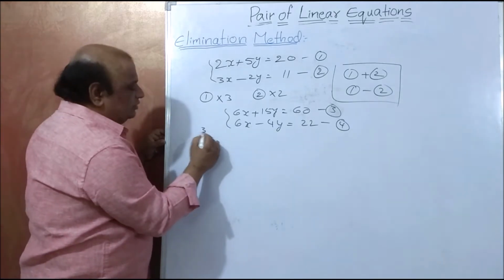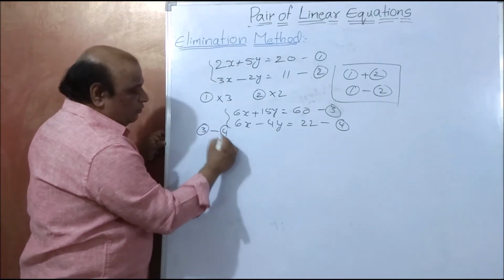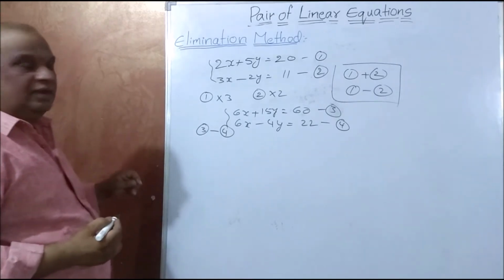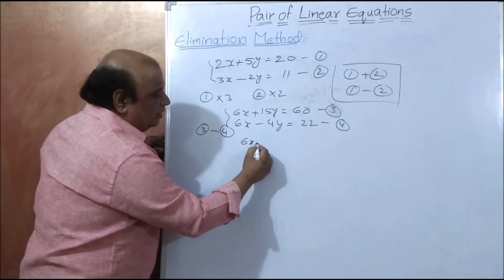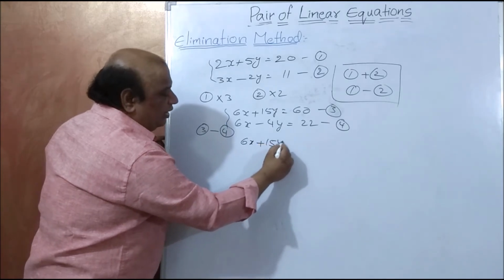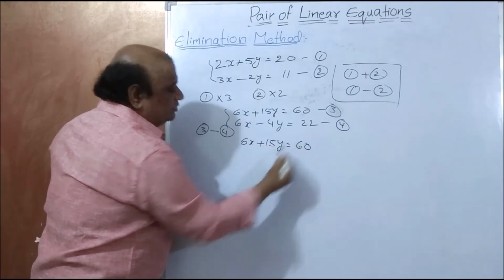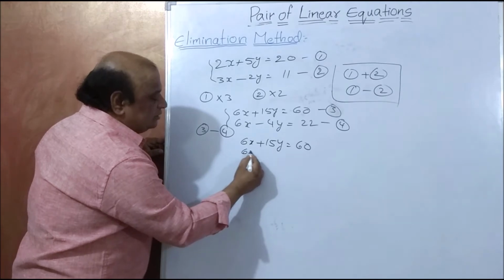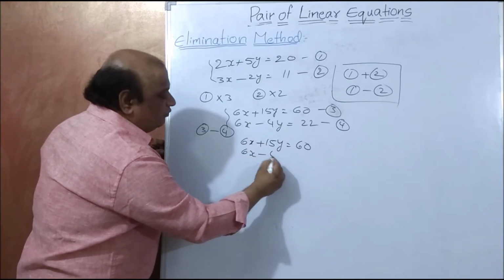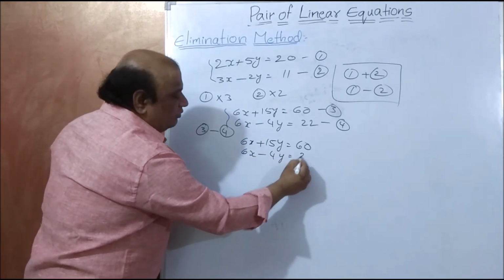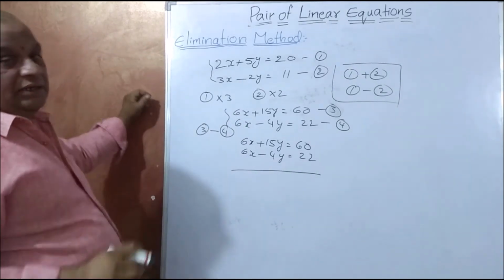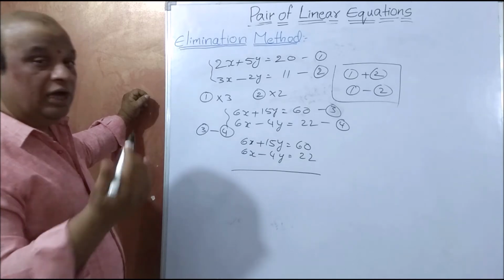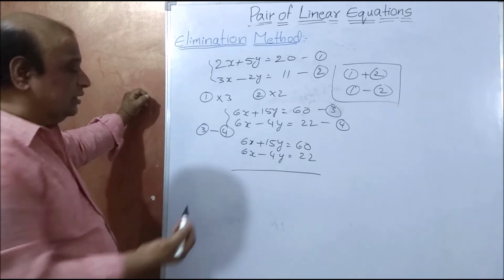Both are having the same signs, the same symbols, then we have to subtract the equations. Now, third equation minus fourth equation: 6x plus 15y is equal to 60, 6x minus 4y is equal to 22. When we are subtracting the equations, we have to change the symbols.